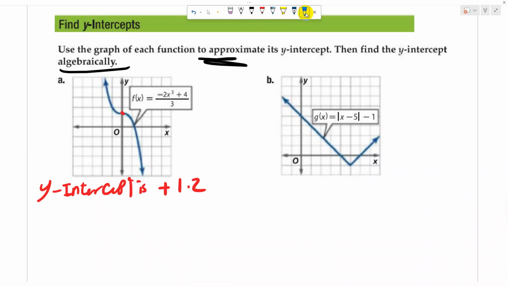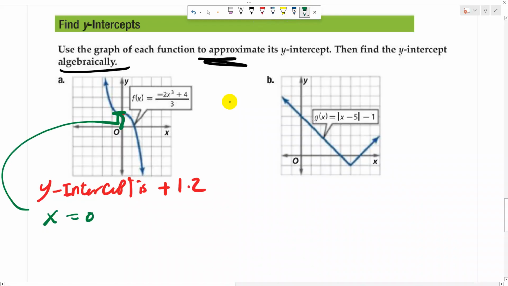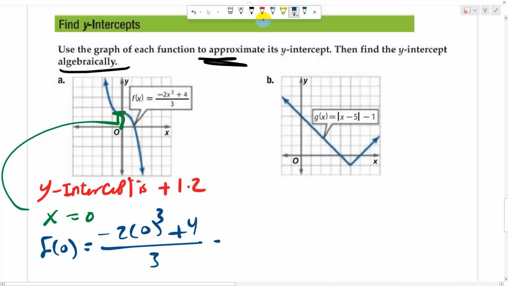To find the y-intercept algebraically, you need to set x to 0, because the x-coordinate is equal to 0. You'll use the function rule, so we'll find f of 0. We will replace each x with 0. So it will be -2 times 0 to the power 3 plus 4 over 3, which is equal to 4 over 3, which is 1.33. So algebraically, we find it accurately to be (0, 1.33). And this is how to find it algebraically.